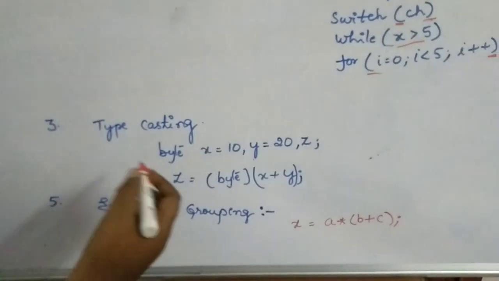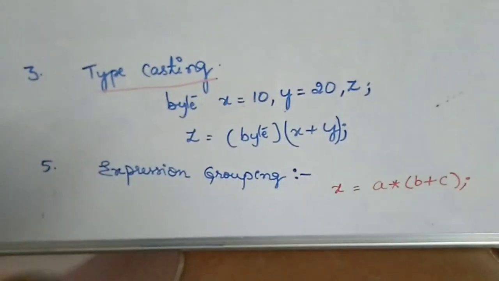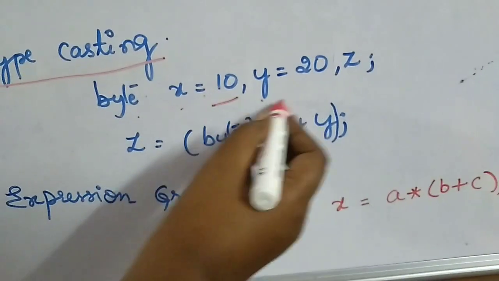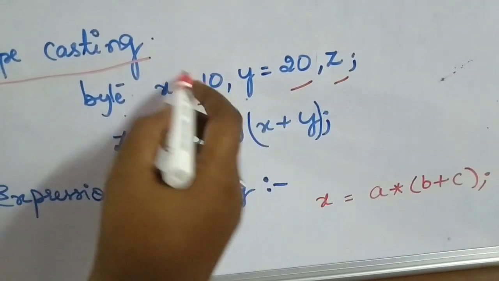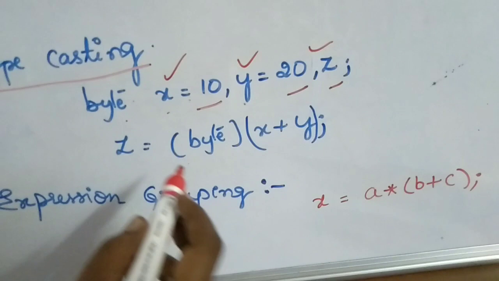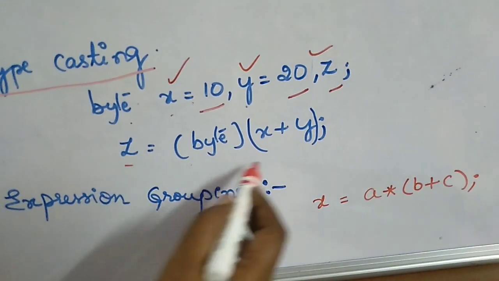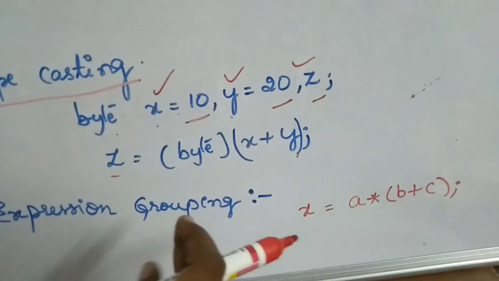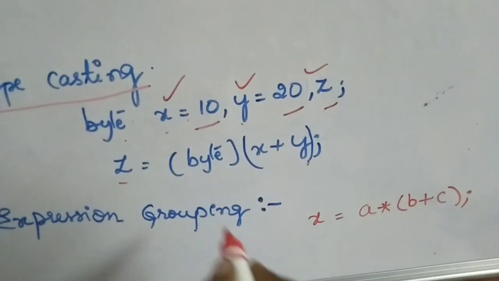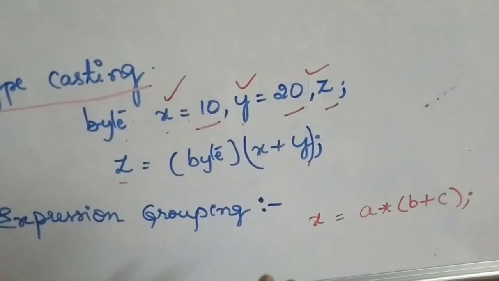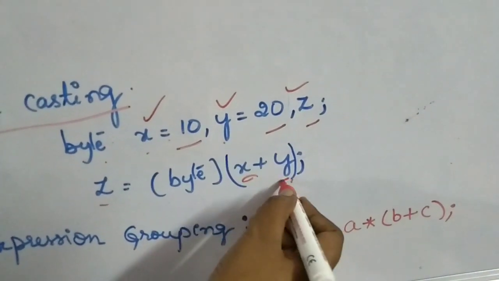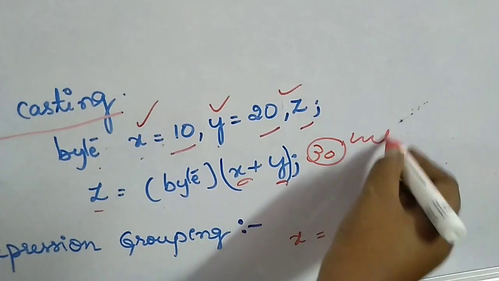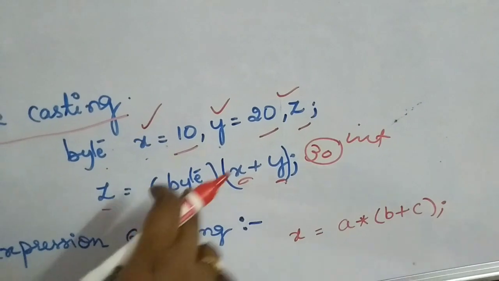Another purpose is typecasting. I have given a piece of code here. Byte x is equal to 10, y is equal to 20, and z. All these three variables are of byte type. Now I said z is equal to x plus y. By default, as I mentioned in my previous videos, an integral value is of integer type. So x plus y will be calculated, which is 10 plus 20, that is 30, and 30 will be of integer type. If you are not typecasting, you will get an error.